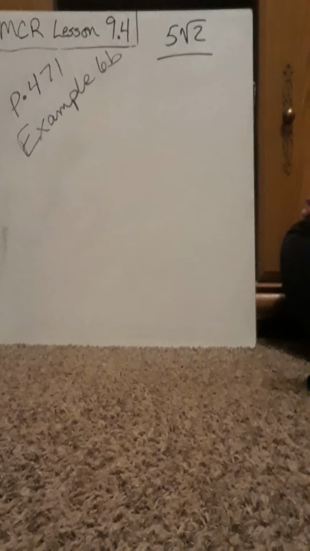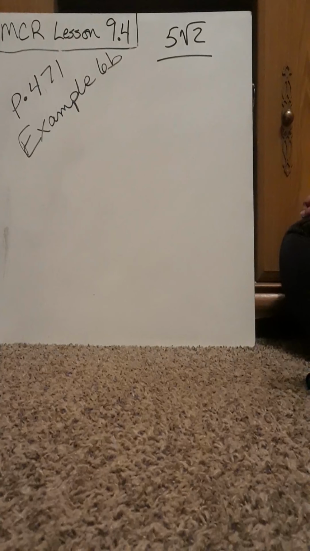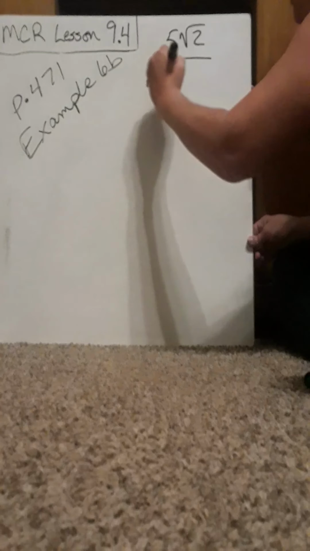So I'm flipping the page. I'm going to example 7. It's 5 square roots of 2 over the square root of 7 plus the square root of 2.